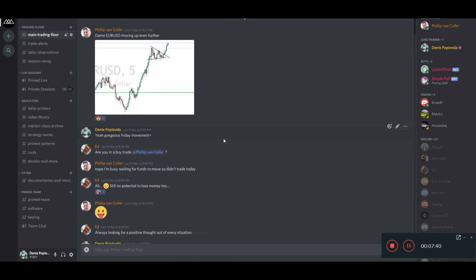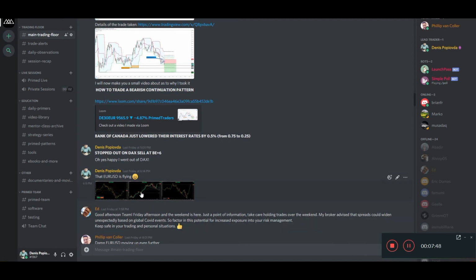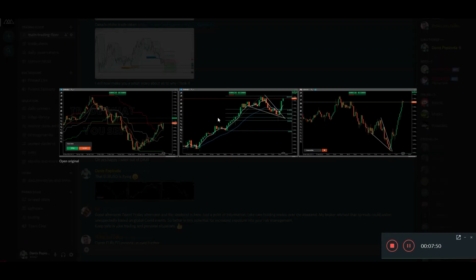So this was on a Friday, by the way. So there's a gorgeous continuation right after that move, by the way. The market made a continuation on the 5-minute chart. So that Euro USD is flying. There it is. Look at this. Bullish momentum on the 4 hour. Let's check it out like this.